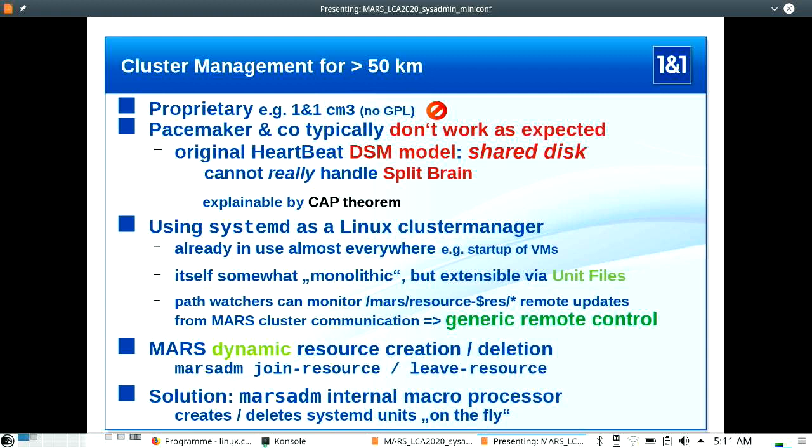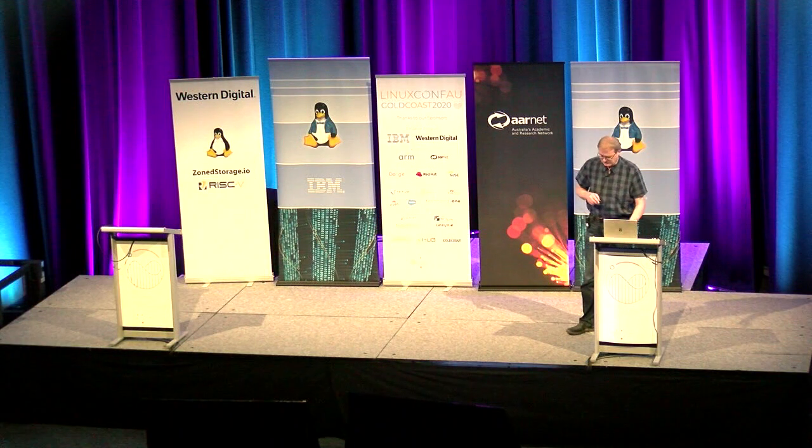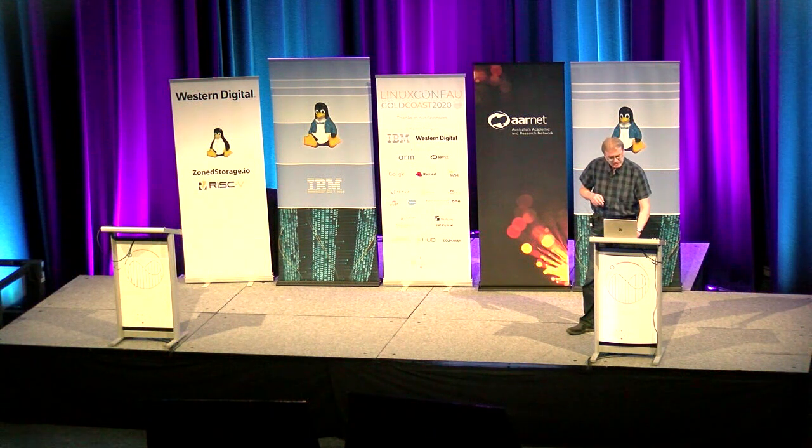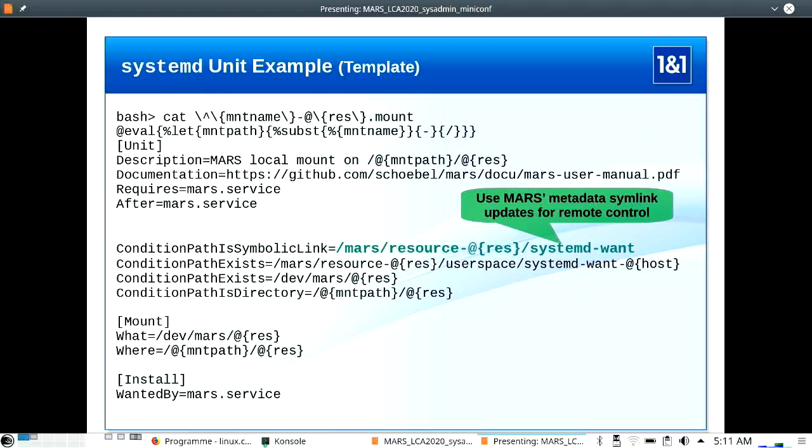Mars has already an internal macro processor, which is reused here, and for creating systemd units on the fly out of templates. You will see it in the next slide here. This is an example. It looks a little bit strange, but it's an ordinary systemd template you probably know already.